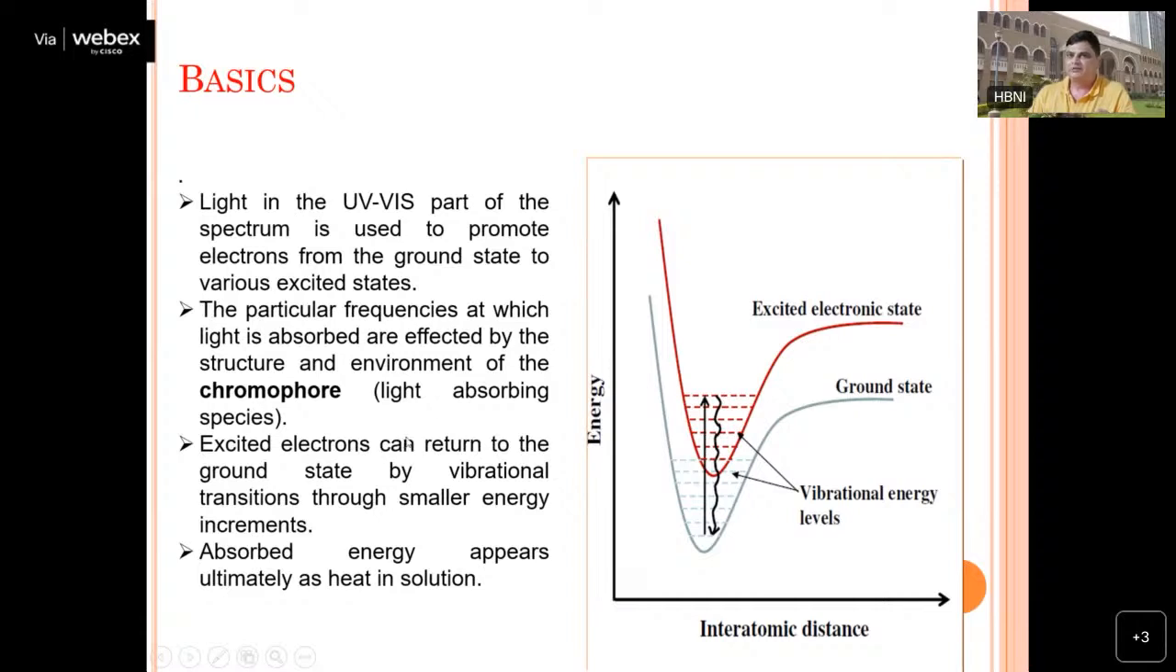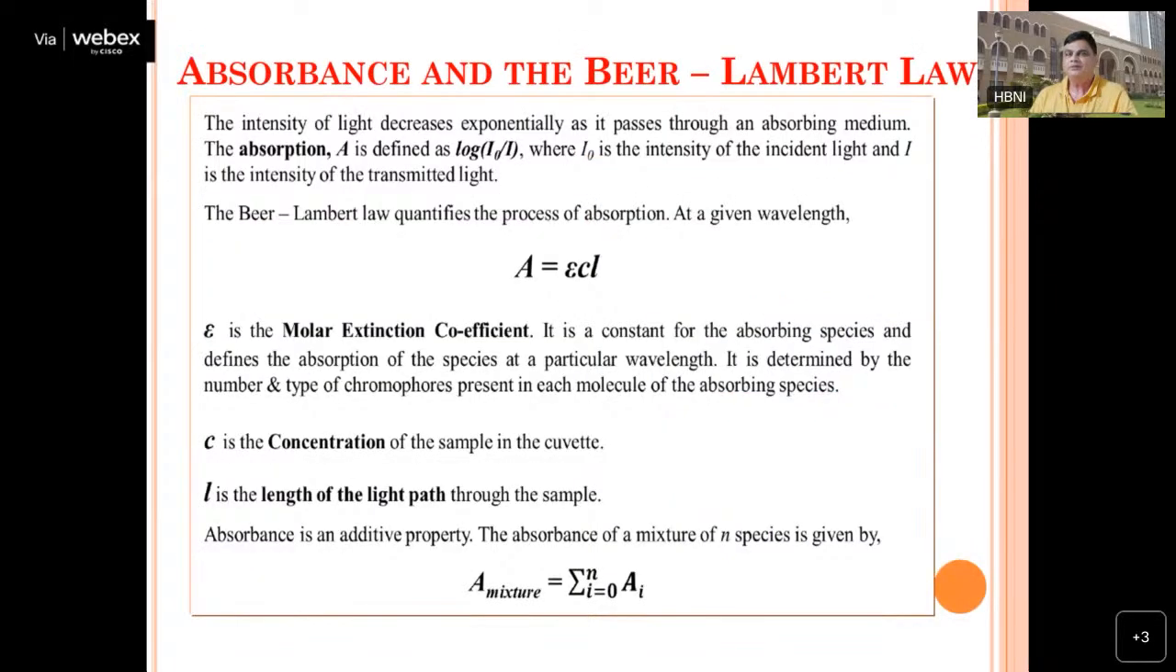When the excited electron returns to the ground state by vibrational transitions through smaller energy increments, the absorbed energy ultimately appears as heat in the solution. And this is how we relate these changes by using the Beer-Lambert law.